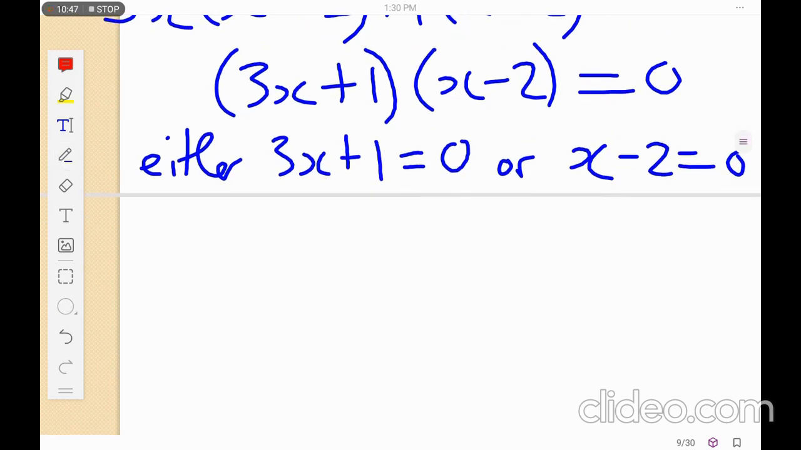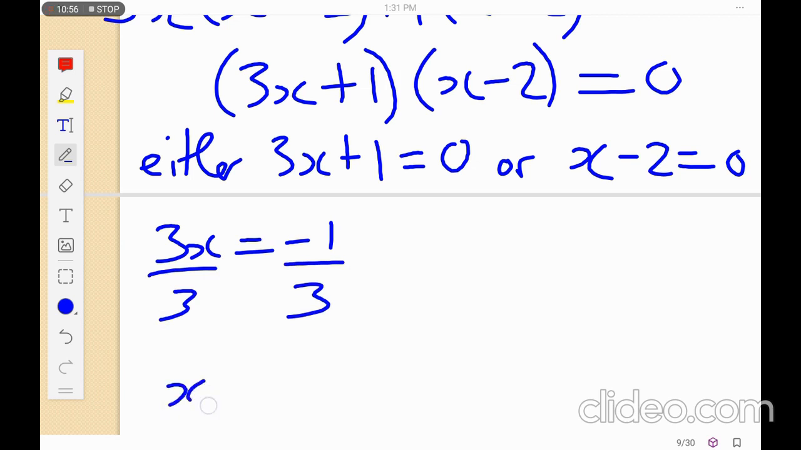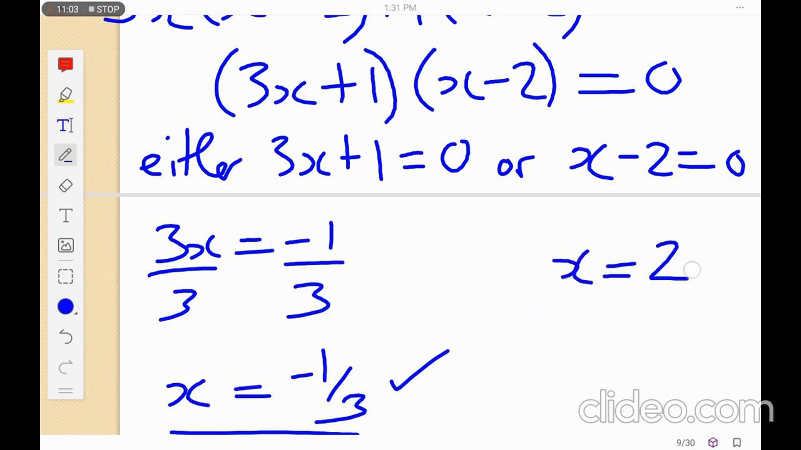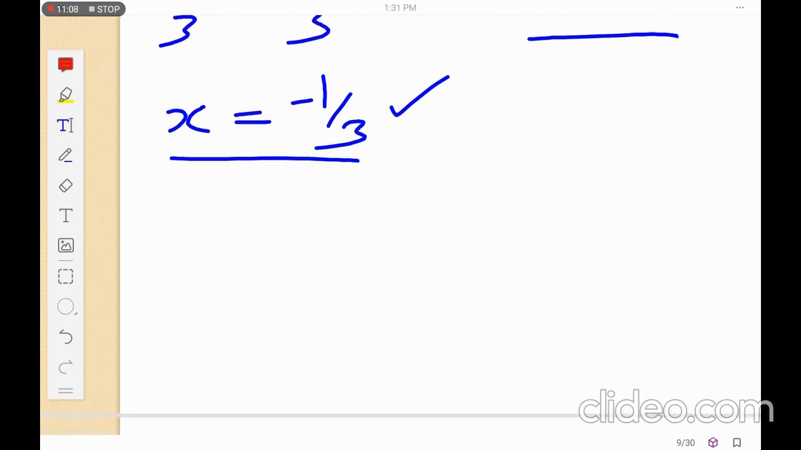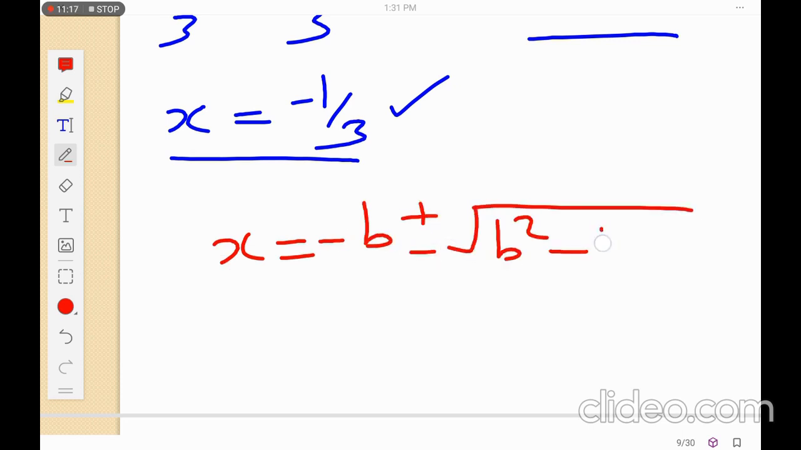Okay, so our x values are, considering the first one, I can have 3x is equal to minus 1. So our x is equal to minus 1 over 3. Okay, like that. Then the second one, our x is equal to 2 there. Okay, so that's the first method. Let's use the second method, where we use our formula x is equal to minus b plus or minus square root of b squared minus 4ac over 2a.